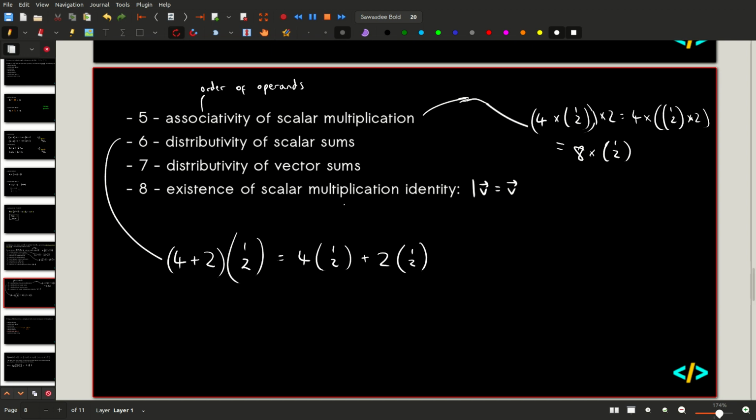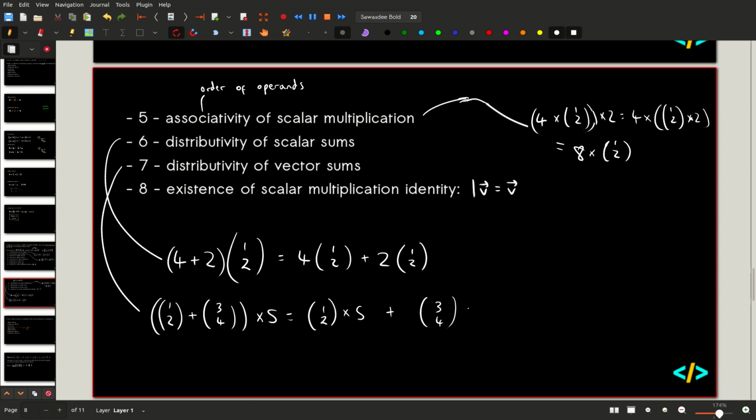Distributivity of vector sums is the exact same, but here we have something like 1, 2 plus 3, 4, times, say, 5, which would be equal to 1, 2 times 5 plus 3, 4 times 5. So the idea is we can just expand it out. Whenever we see distributivity, imagine how we'd expand it out. And this has to be possible for something to be a vector space over a field.